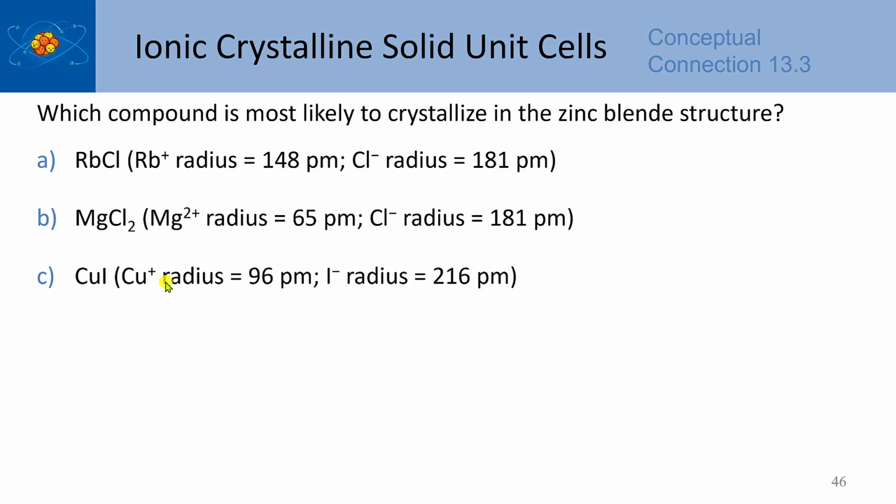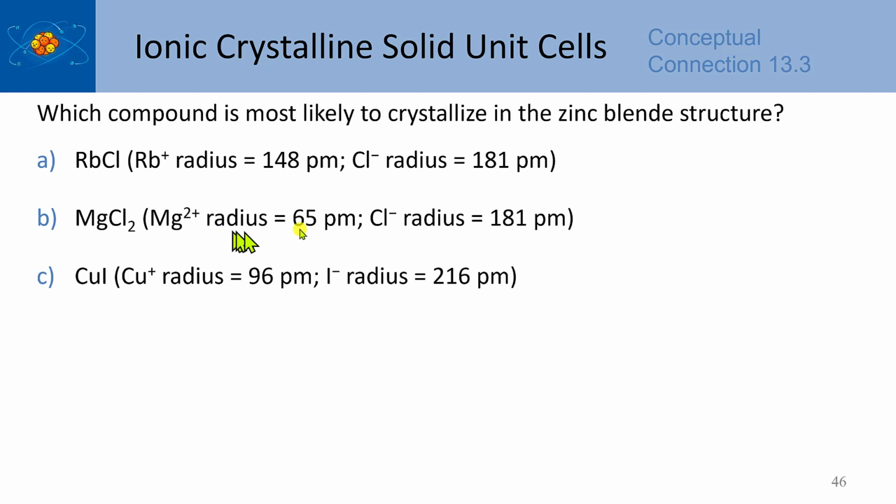Here's a sample problem from Conceptual Connection 13.3. Which compound is most likely to crystallize in the zinc blende structure? Our zinc blende structure was for ions with the same charge, and the sizes were really different. If you look at rubidium chloride, they're different, but they're not that different. Zinc blende has to have a really large difference.